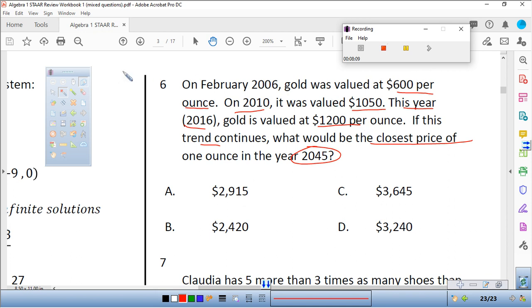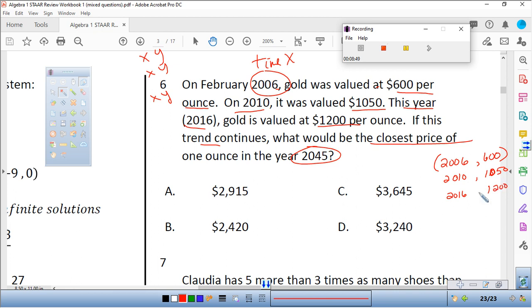Can you always think about these? They're giving you two things. Think about it as X and Y. I told you, time is always your X. So this is a coordinate. Sneaky. That's a 2006. That's 600. That's a coordinate. And then we have another one at 2010, 1050. Then we have in 2016, 1,200. Okay. These are all coordinates, if you don't mind.